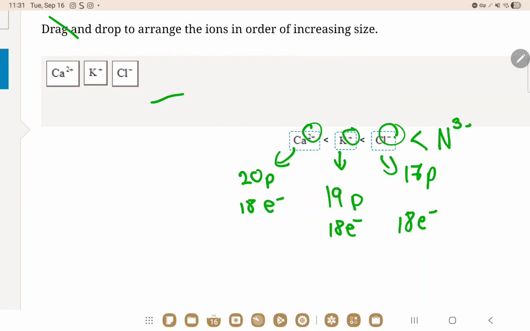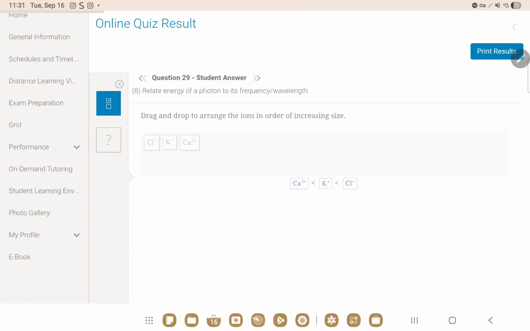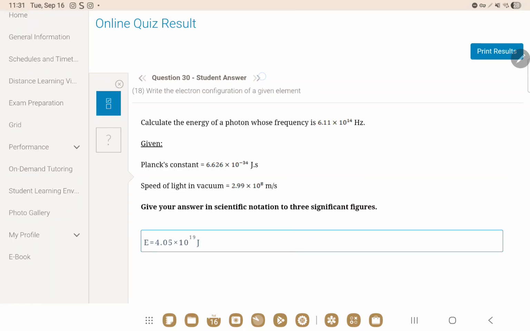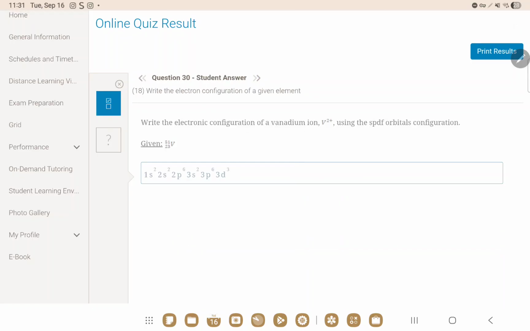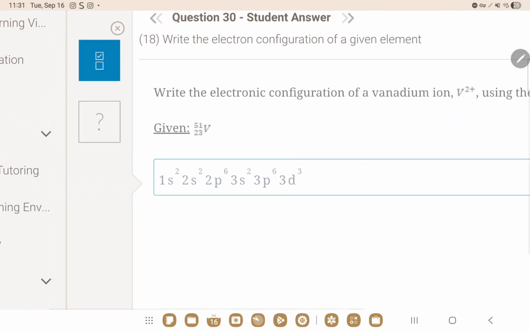But let's say you had noble gas. The noble gas will be perfectly in the middle. Moving on to the next question. We've done this before, moving on. This question we've done before, but it is just a bit new.